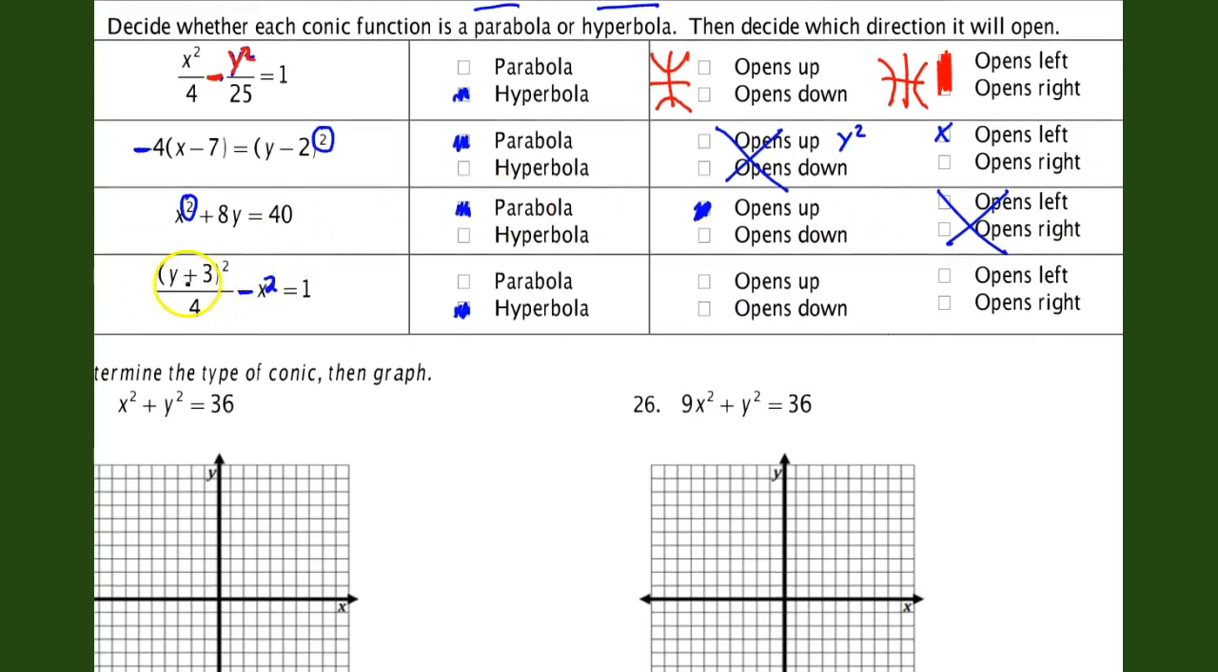And down here, you can see it's the opposite. The x squared is negative, so the y is what's positive in this hyperbola equation, so it's going to open up and down, because this is the positive part.